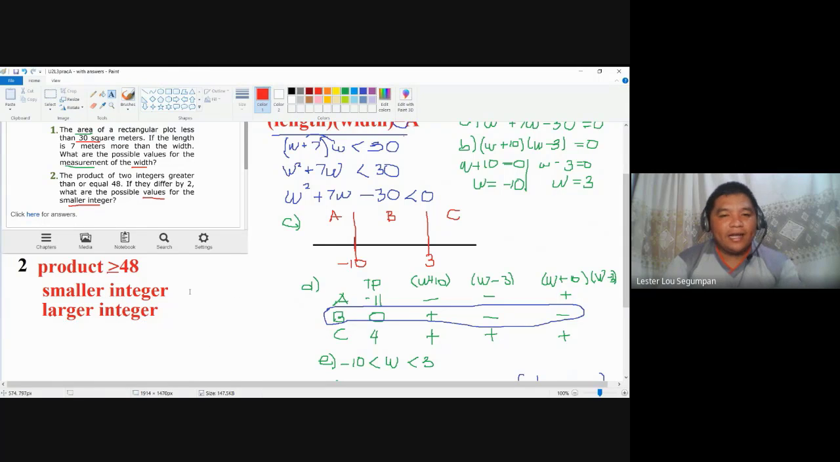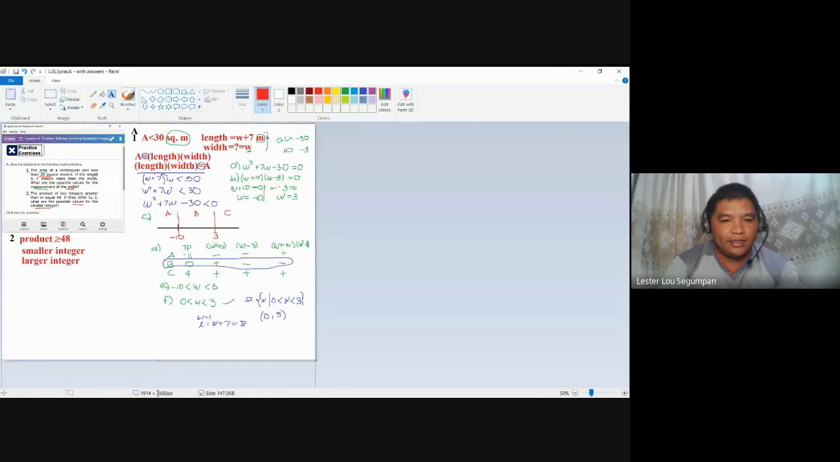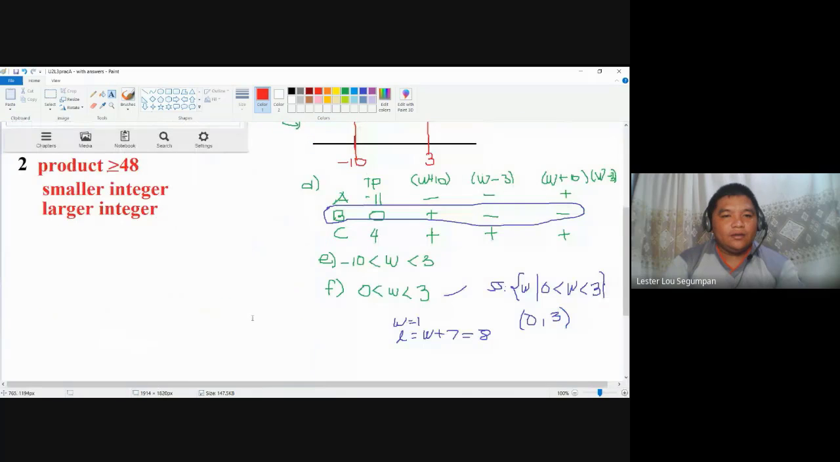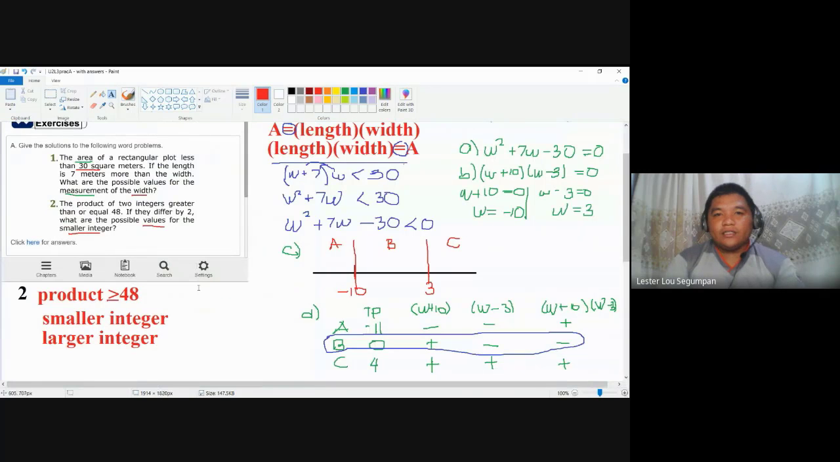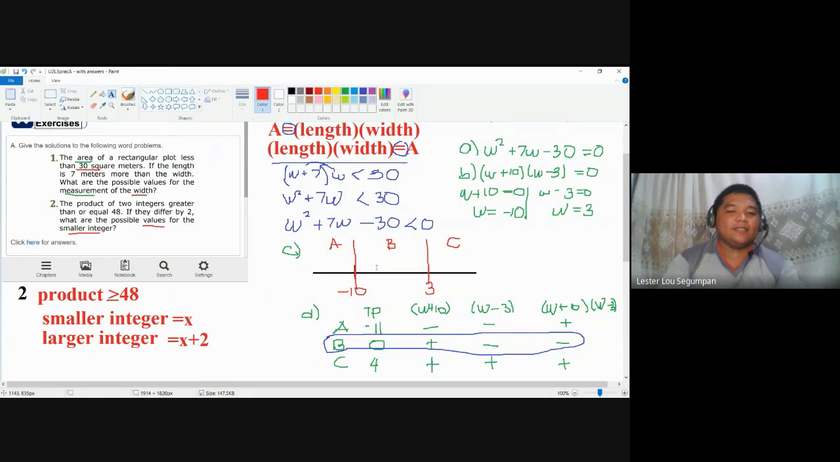So if we have this value here, I might need more space. So let me extend here a little bit. Okay. So we don't know what these values are, but what we know is that they differ by 2. So let's try to choose x for the smaller integer. If the smaller integer is x, the larger integer is x plus 2 or 2 plus x.